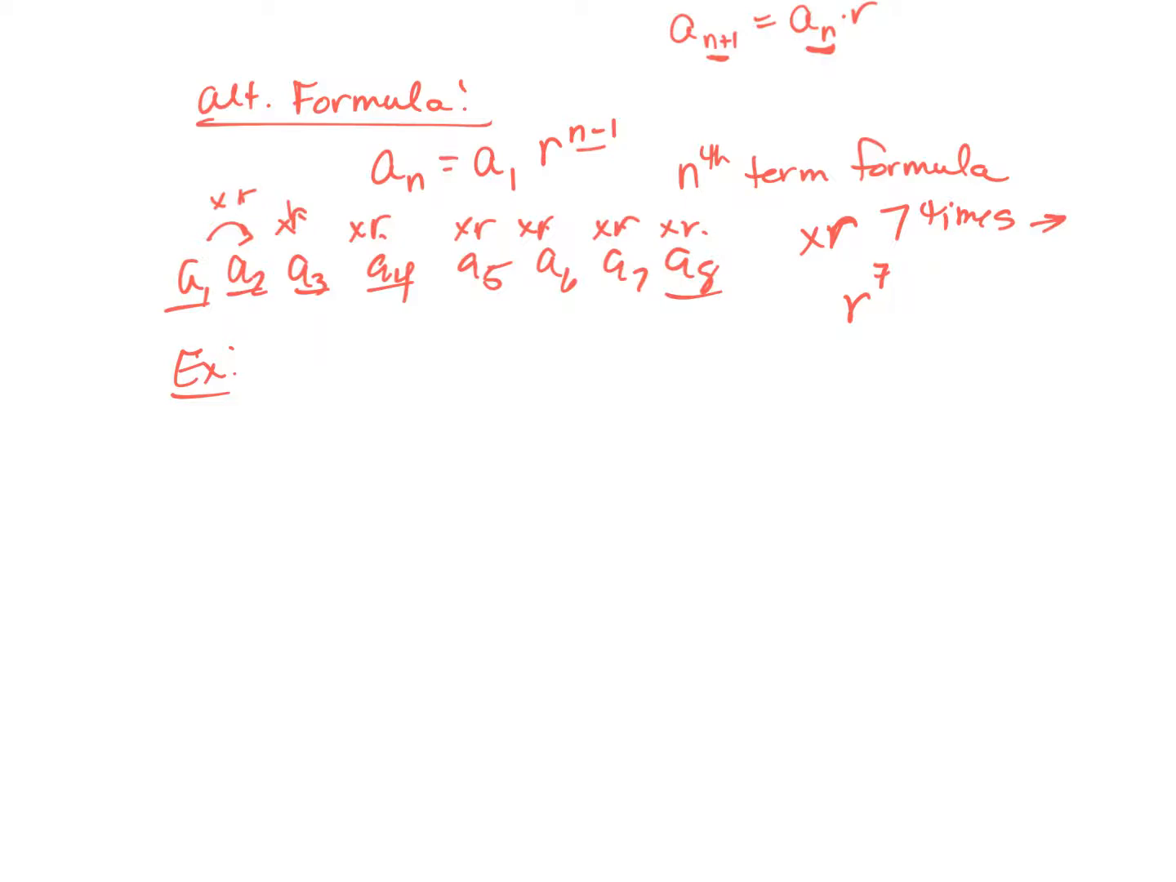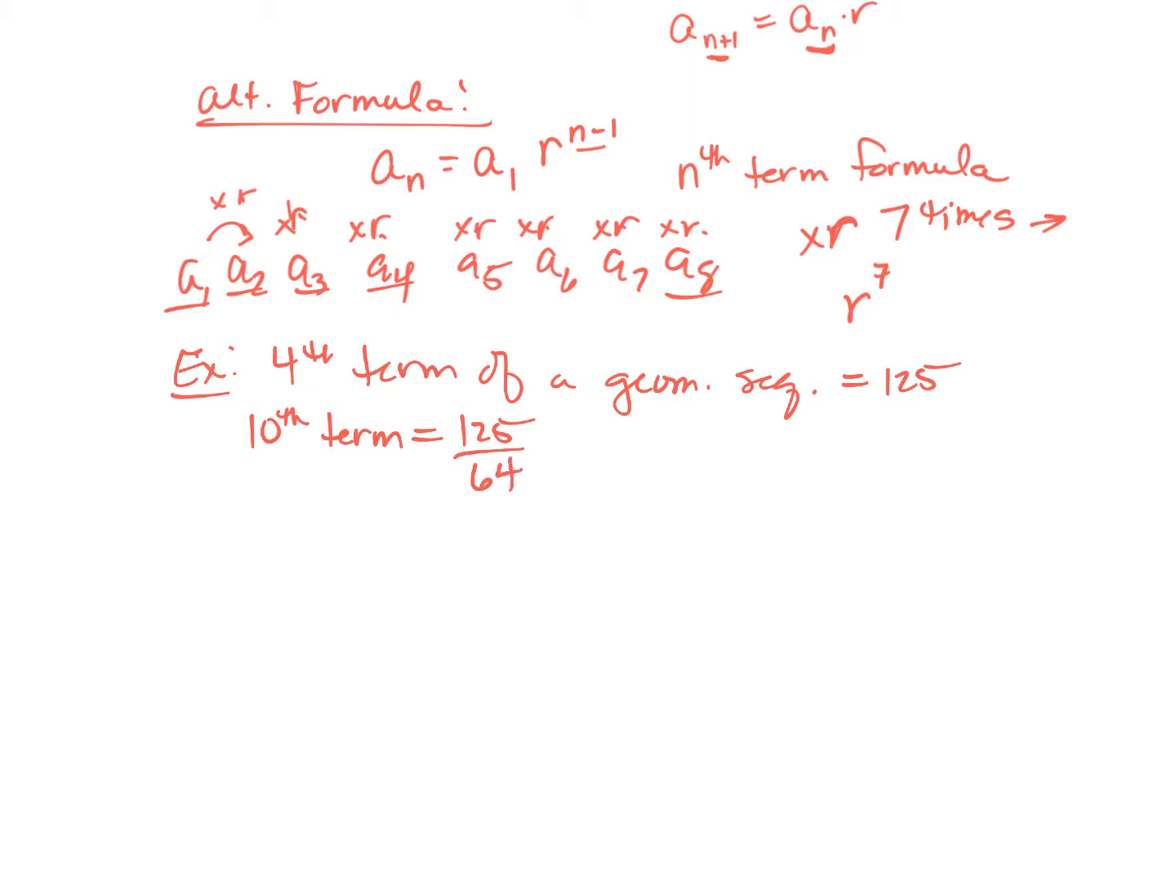Going to be. All right, so here we go. I want the fourth term. It has to be geometric, so a geometric sequence, right? Okay, so that's equal to 125. The 10th term is equal to 125 over 64. I want the 14th term.